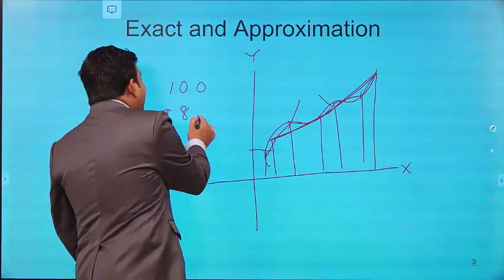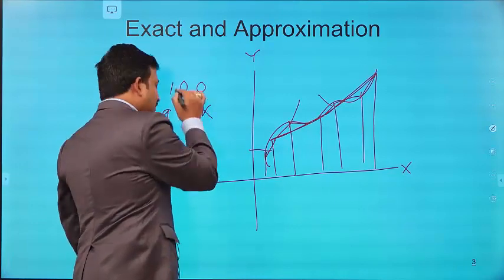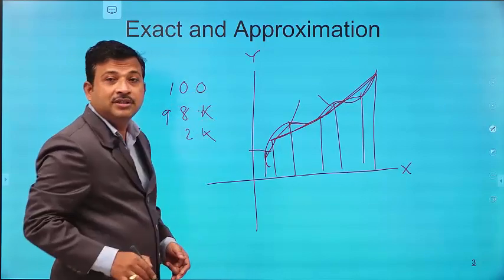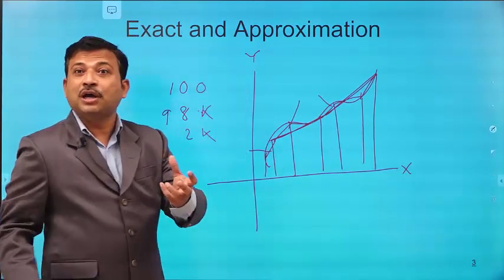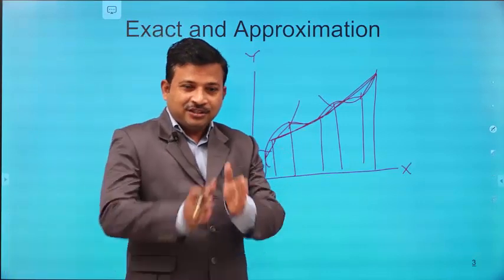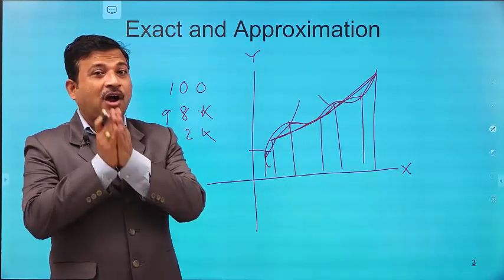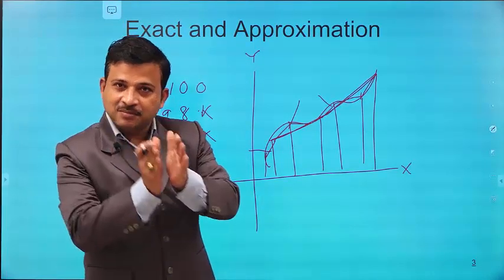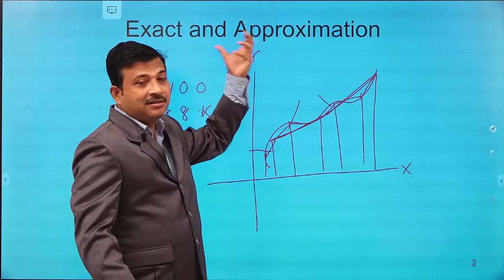But if it is 98,000 and 2,000 you need to get, can you leave it? Never. Because 2,000 is huge, but 2 rupees is a little less, so we neglect. So that negligible part is very important. Why are you neglecting this? If the neglected part is very small, then approximation arises.